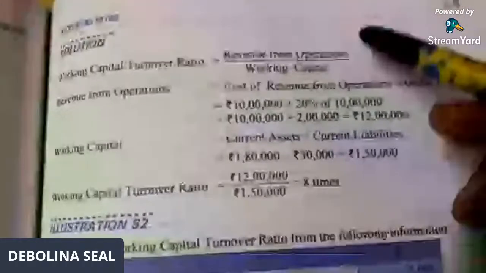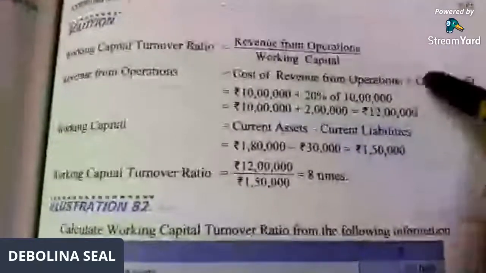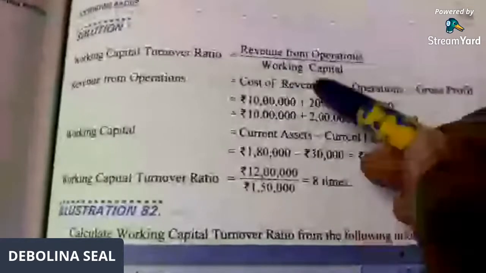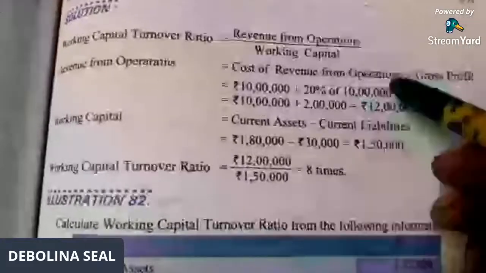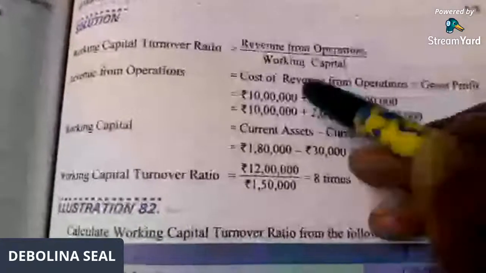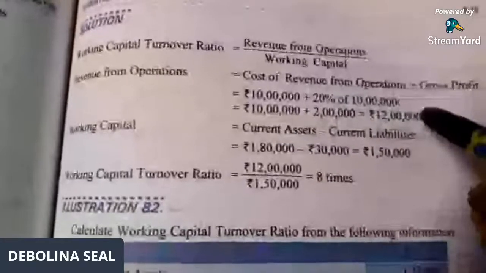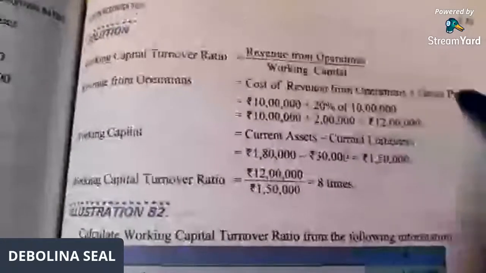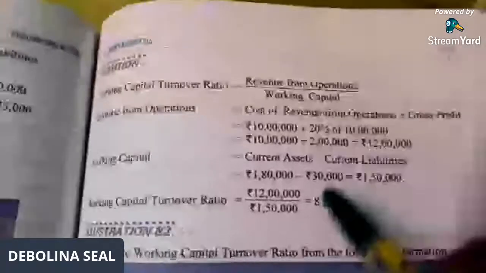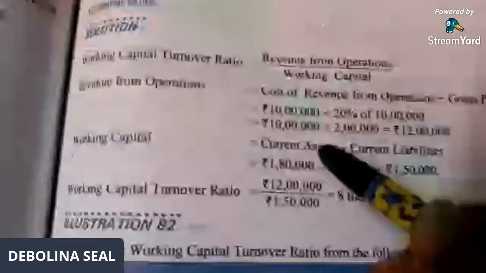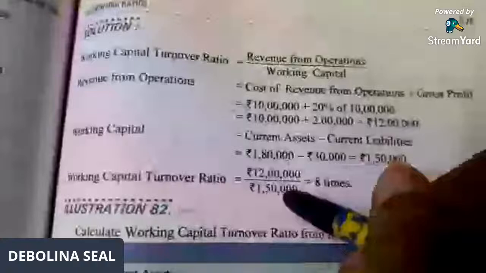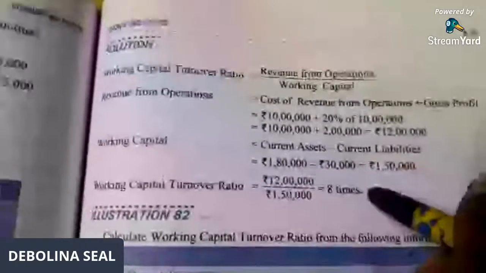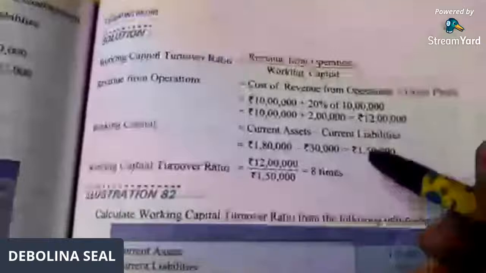See, revenue from operation is cost of revenue from operation plus gross profit. So cost of revenue from operation is 10 lakhs and gross profit is 20% of cost. That means 20% of 10 lakhs, you are getting 2 lakhs. 10 plus 2, 12 lakhs. So this was the reason gross profit was given in the sum. And working capital, how do you know now? Current asset minus current liabilities, directly you can calculate. It is 1,50,000. So 12 lakhs divided by 1,50,000 is 8 times. So your sum is ended over here.